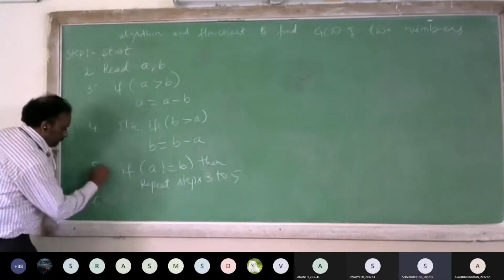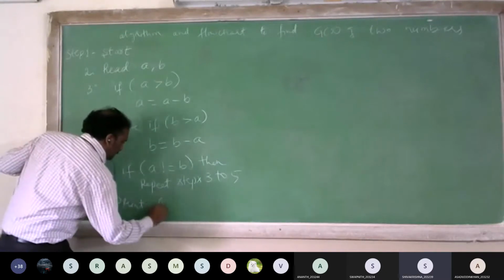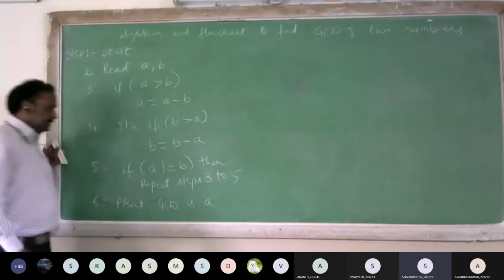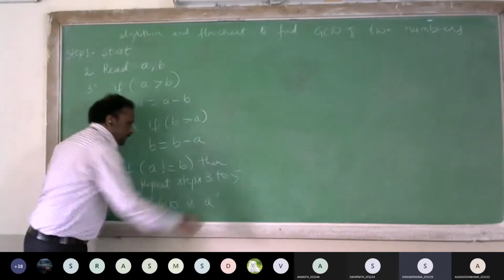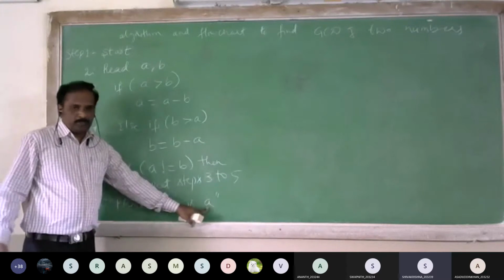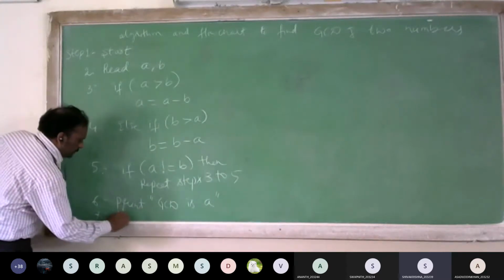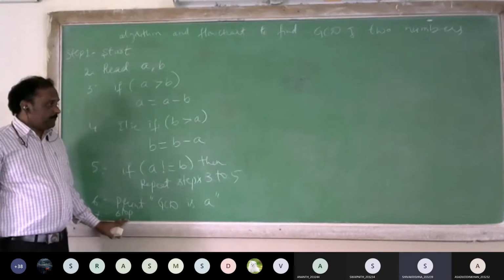So, sixth step will be print GCD is A. Here you can write A or B because both are equal. Now what is the last step? Last step is stop.